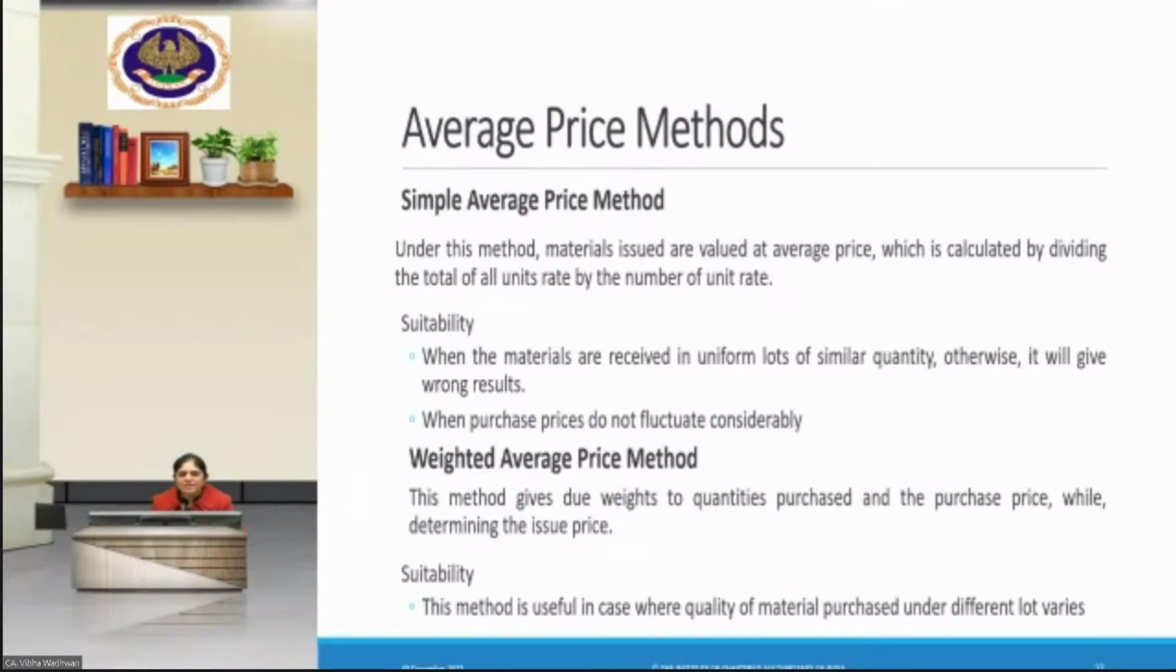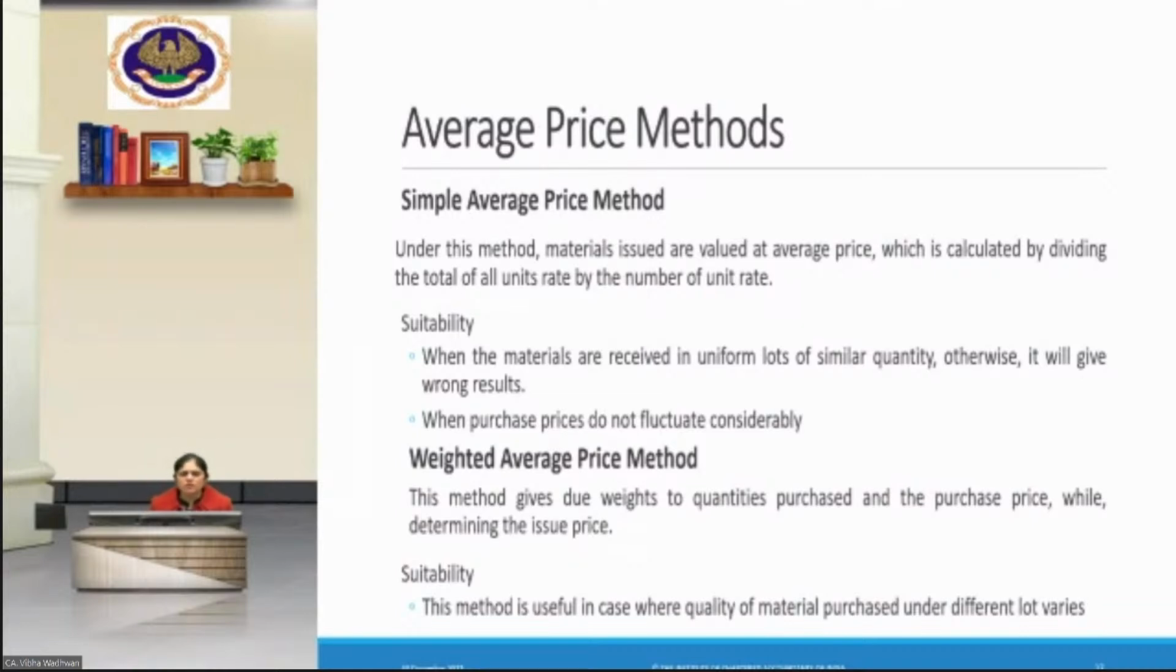In the average price method, materials are issued valued at the average price, which is calculated by dividing the total of all unit rates by the number of unit rates. So all the units together, the total divided by the number of lots I'm taking. Let us say I'm taking 10 lots. I will add up the rates of all the 10 lots of material I've purchased and then divide by the number of lots. This is the simple average. It is used when the materials are received in uniform lots of similar quantity, otherwise it will give wrong results.